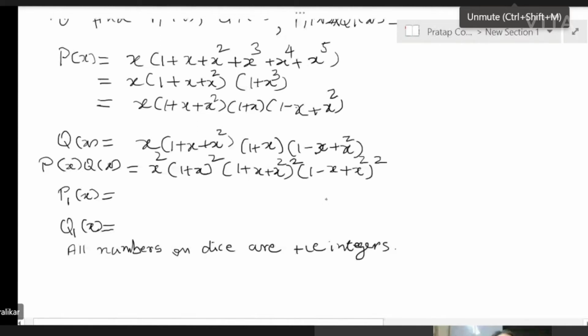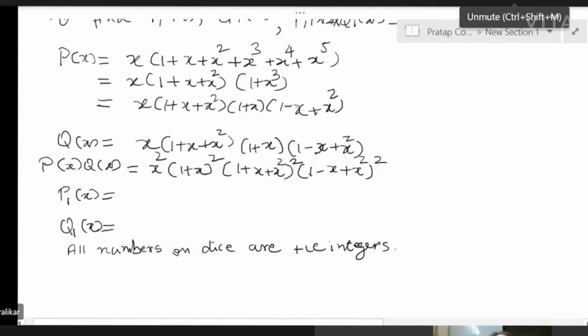So all numbers on the dice are positive integers. What does that mean? That the index should be 1 or more. So each monomial should be something like x raised to r, x raised to s, or something like that. So consider the first factor x square. If I omit the factor x, either from P1 or Q1, then I will get 1 as a monomial. And 1 is x raised to 0.